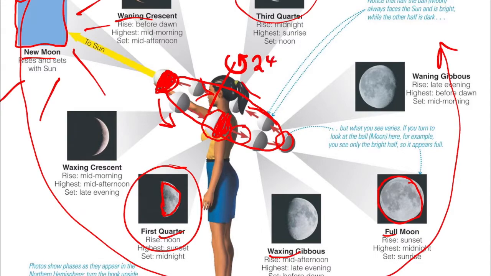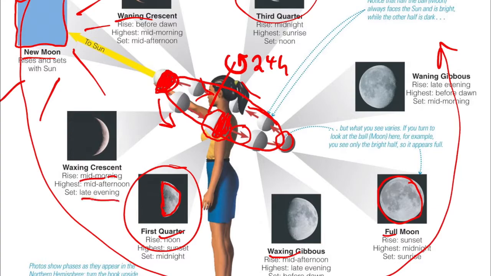Okay? So then the point is that when the moon is between us and the sun, it must rise and set exactly with the sun. So that means that a new moon rises and sets with the sun. It rises in the morning and it sets at sunset. Okay? Whereas a waxing crescent rises a little bit later. Now it's lagging behind the sun. It rises mid-morning, maybe 9 a.m. if the sun rose at 6. And then it sets in the late evening. Okay?